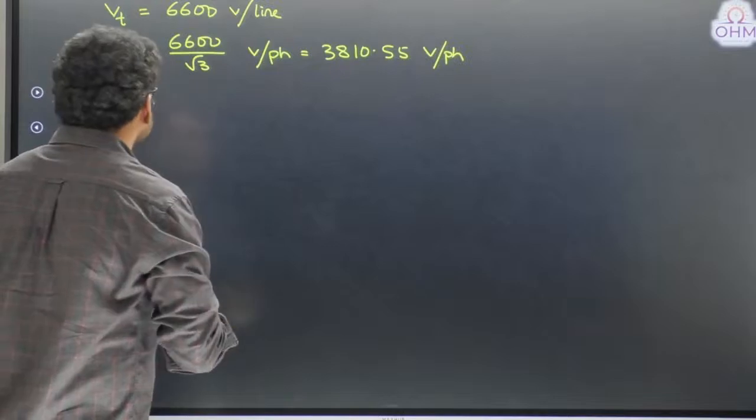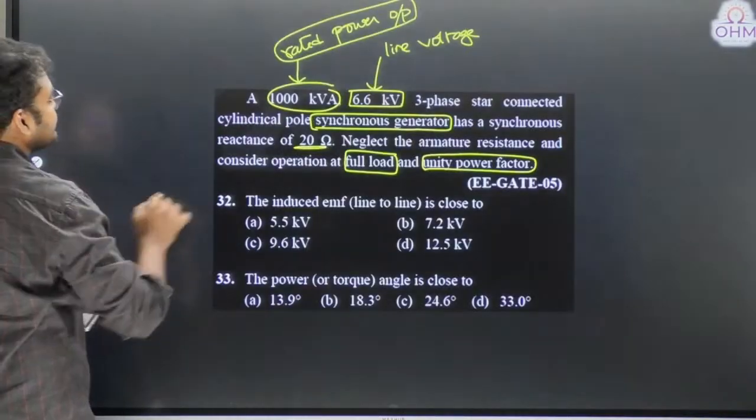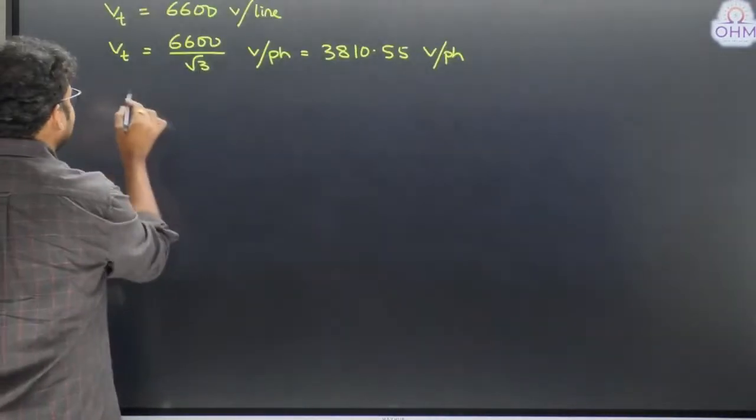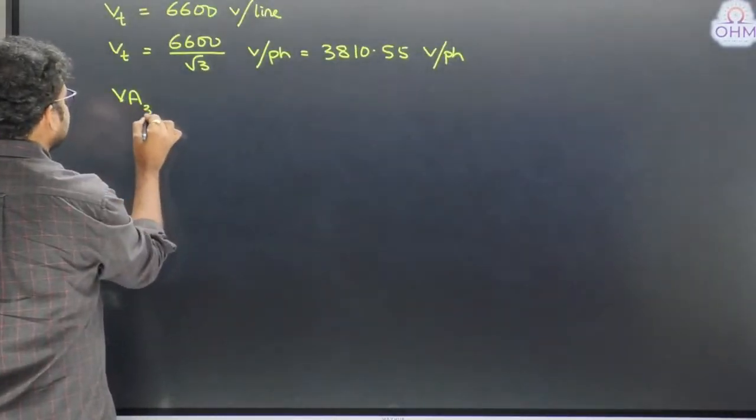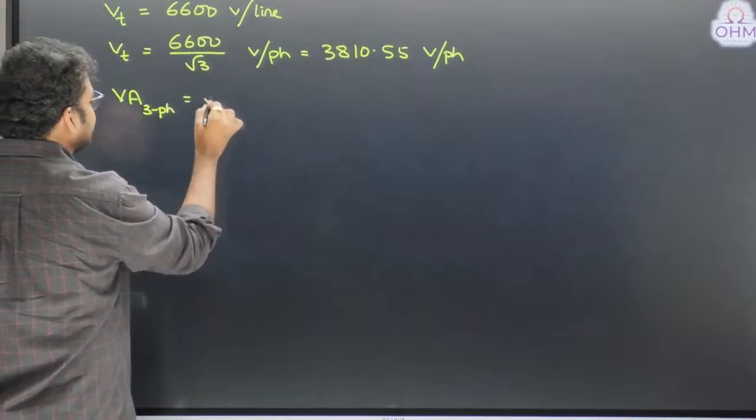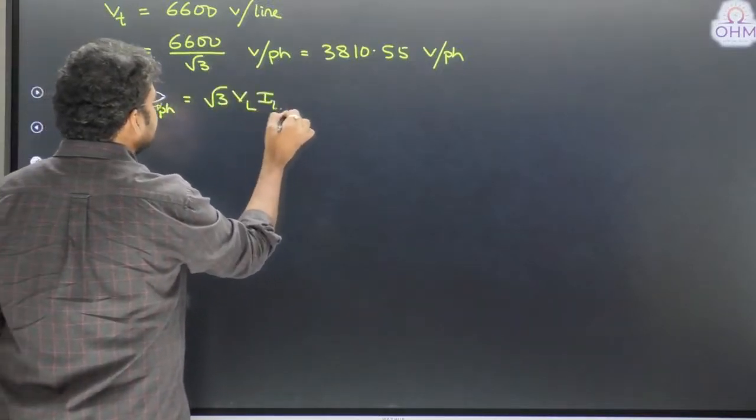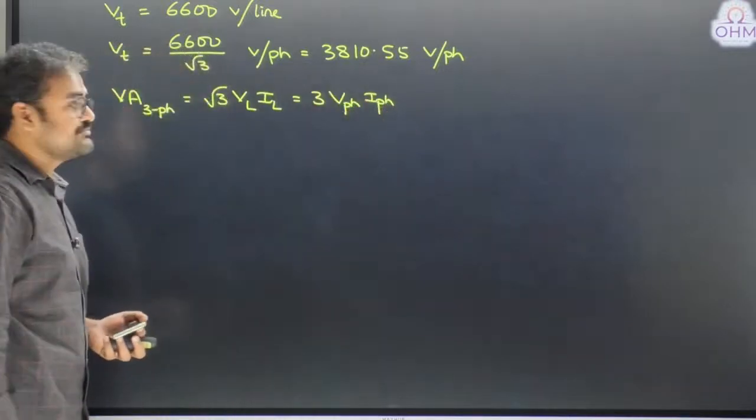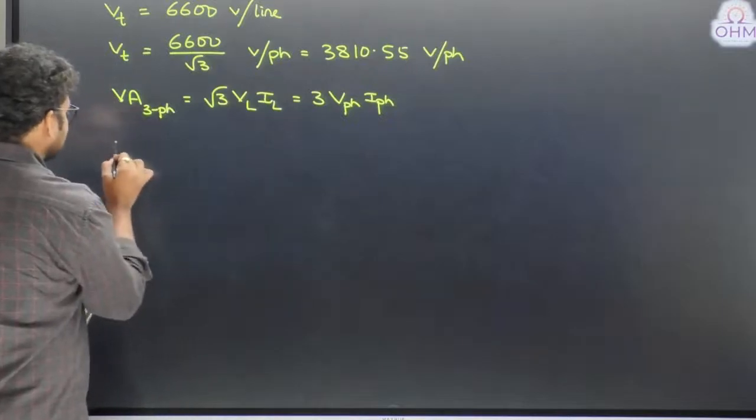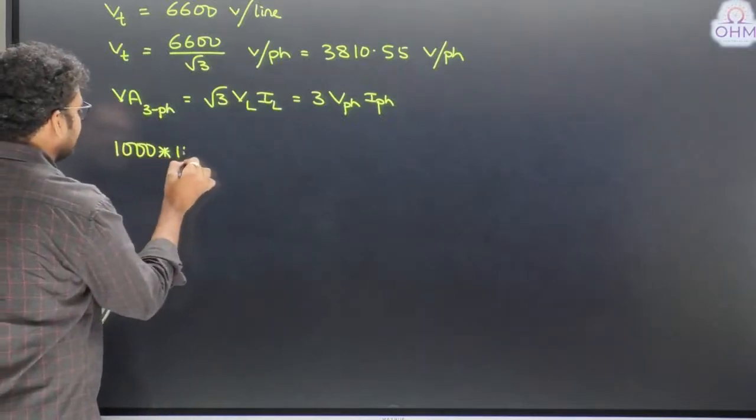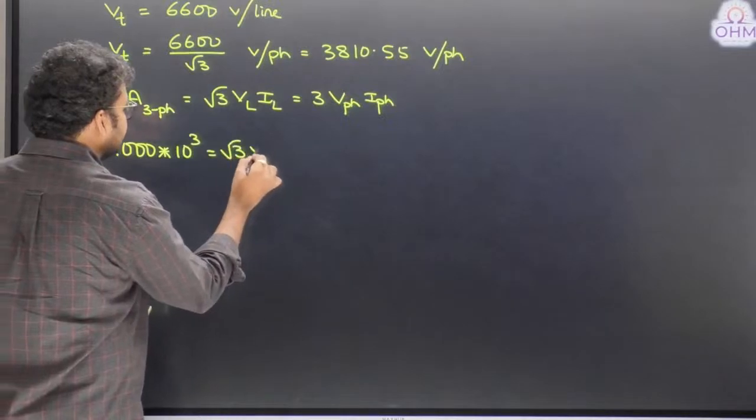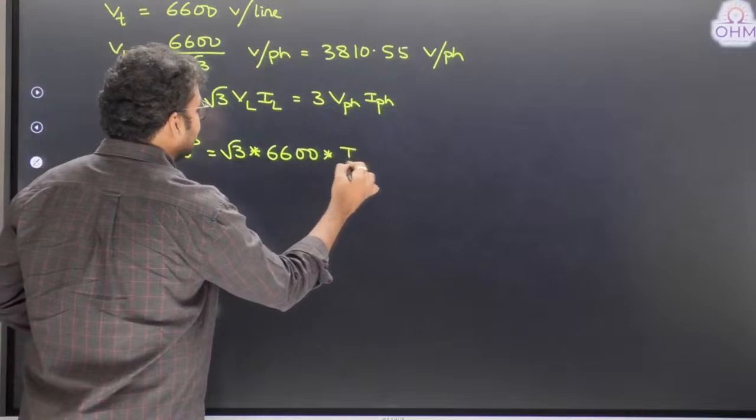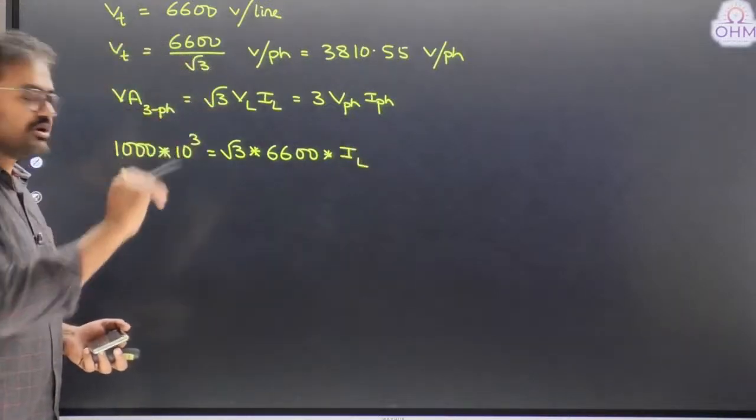Next, what is the power rating given? 1000 kVA. This is three-phase power. So by default, the volt-ampere three-phase power, two formulas you can write: root 3 VL IL or 3 V phase I phase. Any formula you can use. I will use the first formula. So 1000 kVA, that is 1000 into 10 power 3, is equal to root 3 into the line voltage, 6600, into the line current. I don't know the line current. That is what I wanted to calculate.